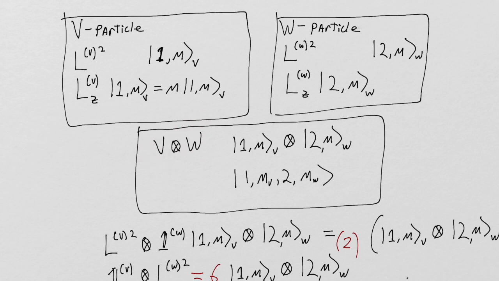So we first have to create this two-dimensional vector space representing spin, and we'll do that in the next lesson.